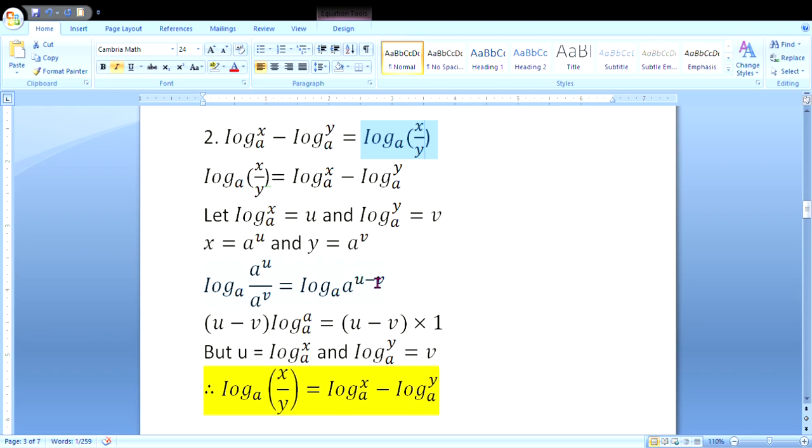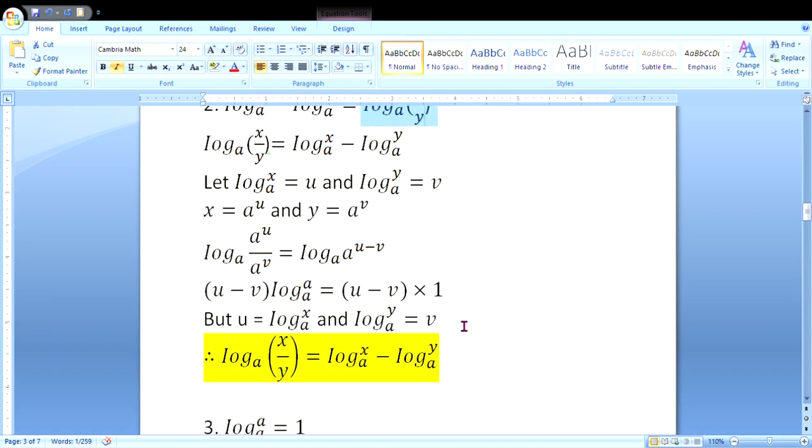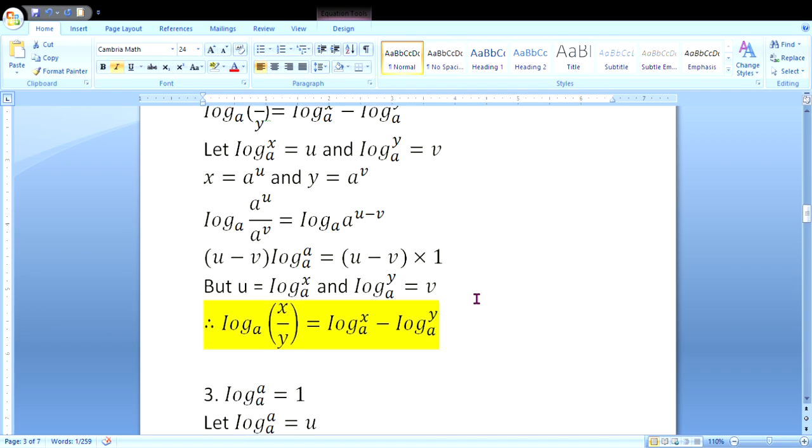Similarly, we transform the power back. Here this becomes (u minus v) log a to base a. We already know that log a to base a is 1, so this becomes (u minus v) times 1, which is equal to u minus v. And we also know that u is equivalent to log x to base a, and v is equal to log y to base a. If that is done, you will now discover that the left hand side is equal to the right hand side. That has been shown.